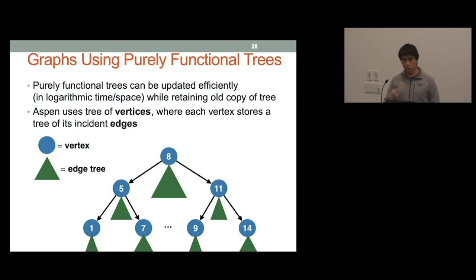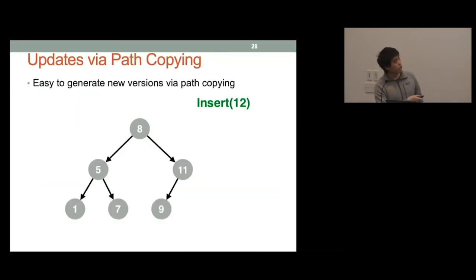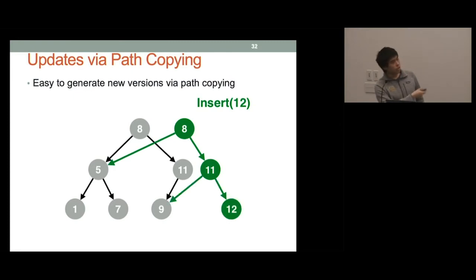Now when we want to apply an update to the graph, we look at the path that the update is going to affect in our tree. Let's say this is the edge tree for some vertex v, and we want to insert the neighbor 12 into v's edge list. We're going to check what the path is that 12 would traverse if we wanted to insert it into this tree. It's going to start at 8, go down to 11, and eventually it's going to be a right child of 11 because we want to preserve the binary search tree property so that we can efficiently find neighbors in this tree.